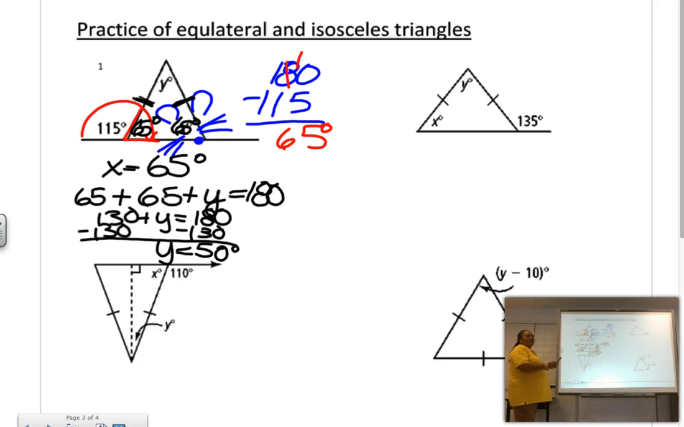Now, I encourage you strongly to put your three angles here, because right now we had very simple numbers, but when you do expressions, it's a little bit more complicated. So get into the habit of saying the first angle plus the second angle plus the third angle equals 180.